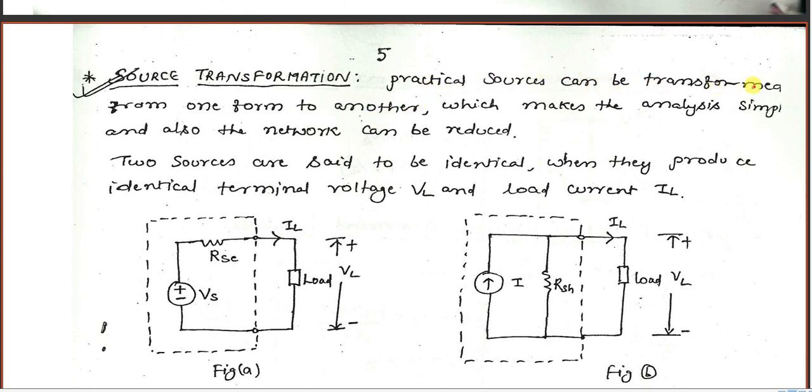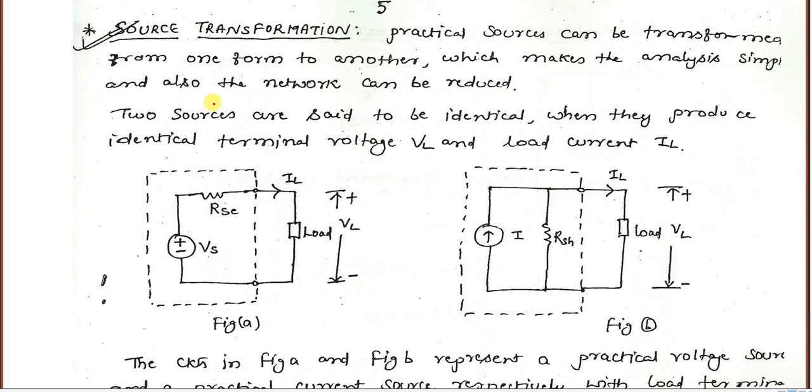Practical sources can be transformed from one form to another, which makes the analysis simple, and the network can also be reduced. That is the meaning of transformation. That is, you can convert a practical voltage source into a practical current source, or a practical current source into a practical voltage source. Based on our requirement, we can apply that transformation technique, make the analysis simple, and reduce the final network into a simplified form.